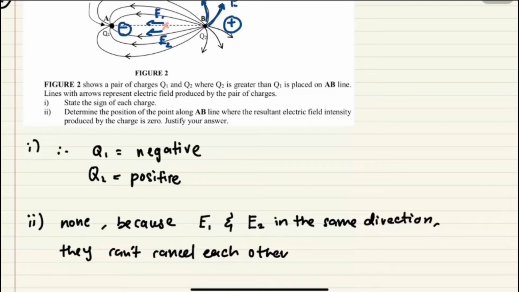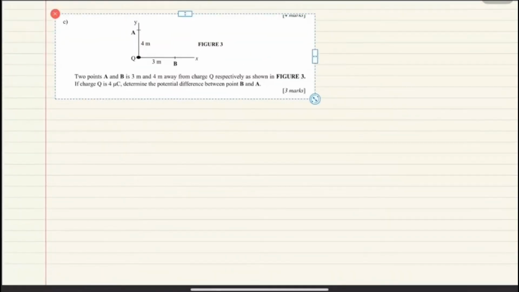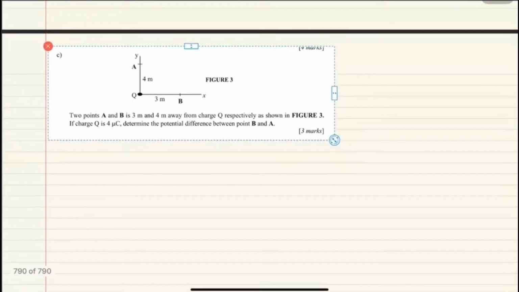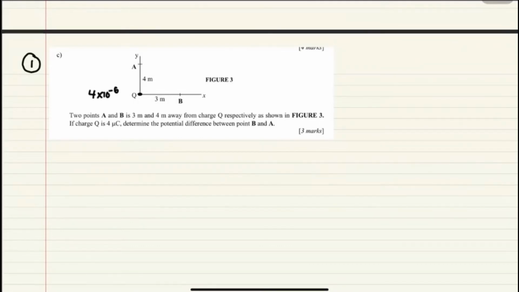The next question is question 1C. Question 1C is this one, I think, yes. Okay, in this question it says that the 2 points A and B are 3 and 4 meters away from the charge Q, respectively, as shown in figure 3. If charge Q is 4 microcoulomb, so Q here is 4 times 10 to the power negative 6 coulomb. Determine the potential difference between point B and point A.